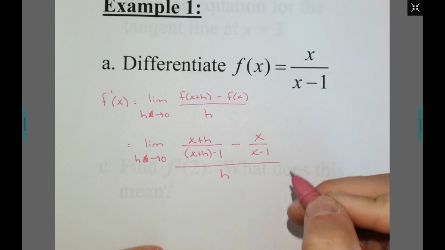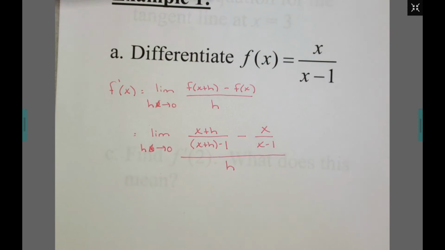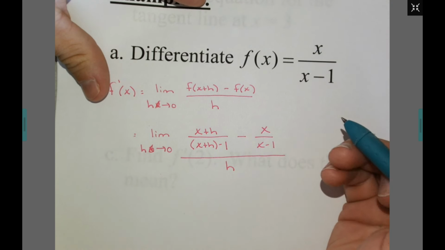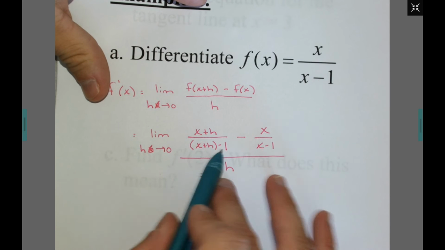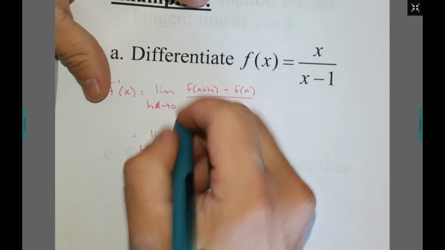And that is all over h. Okay, just like we did in section 2.4, I need to take care of this top part first, and they give us fractions here, and we are subtracting them. So we know that we need to get common denominators. Remember, this is all like one part. So this x plus h minus 1 is one thing. This x minus 1 is one thing.